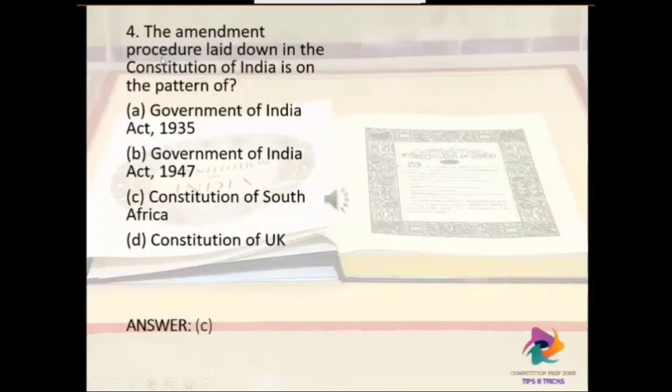Guys, so now let's look at question number 4. The amendment procedure laid down in the Constitution of India is on the pattern of, we have to tell you on what pattern it is based. A. Government of India Act 1935, B. Government of India Act 1947, C. Constitution of South Africa, D. Constitution of UK, and the correct option is C. Constitution of South Africa. That is, the amendment procedure laid down in the Constitution of India is based on the Constitution of South Africa.